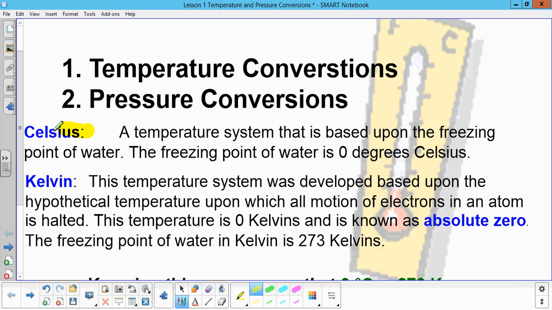Now, when we measure temperature most often in our lab or in our houses when we're cooking, we tend to measure in Celsius. Celsius is a temperature system that's based on water. We know water freezes at 0 degrees, it boils at 100 degrees, we divide that up into 100 equal sections. That's our Celsius temperature scale.